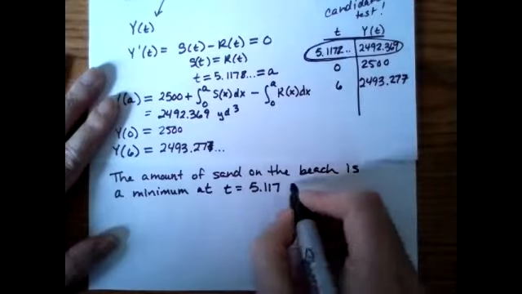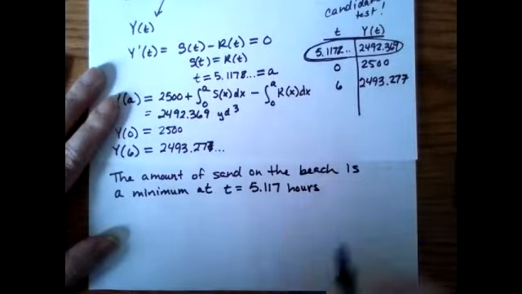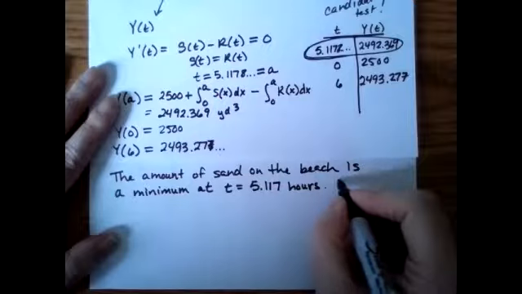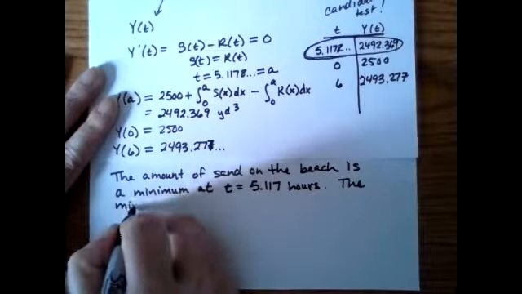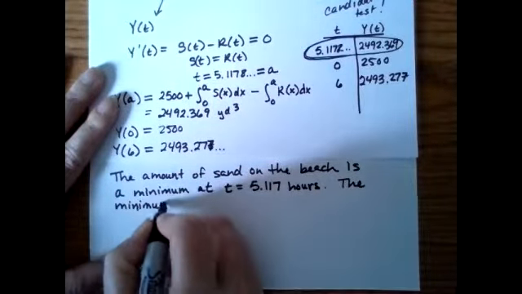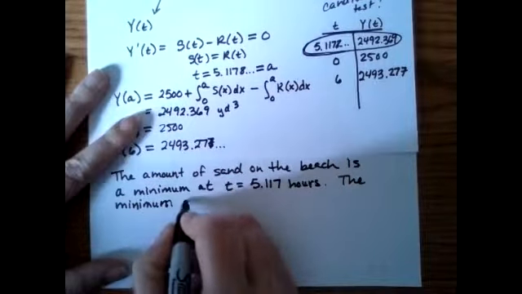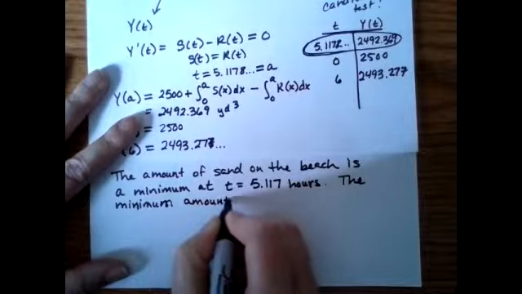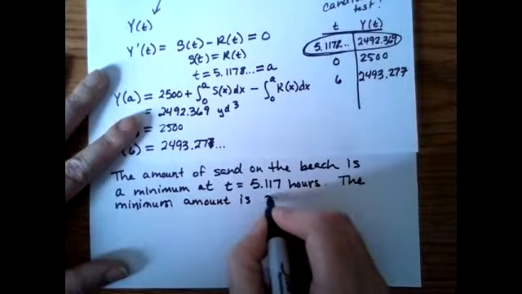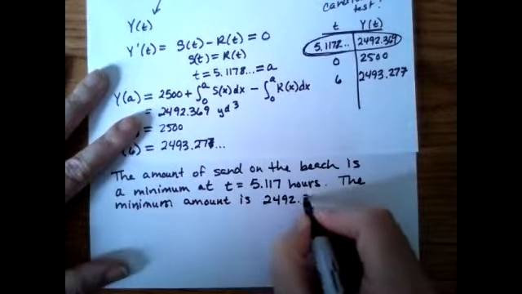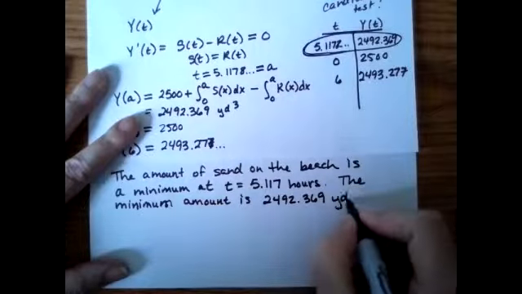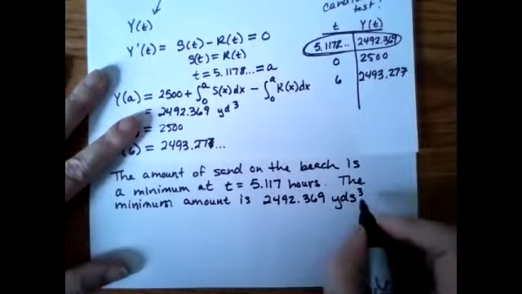Is this hours, seconds? Hours. Look back up. Hours. Units on that. And the minimum value, they did ask for both, so I'm going to make a new sentence here. The minimum amount, actually, instead of value. The minimum amount is 2,492.369 cubic yards of sand.